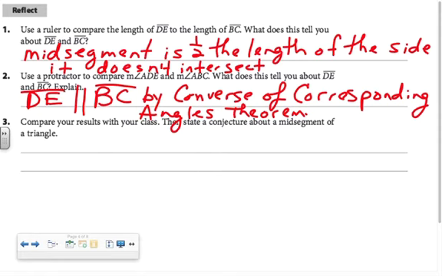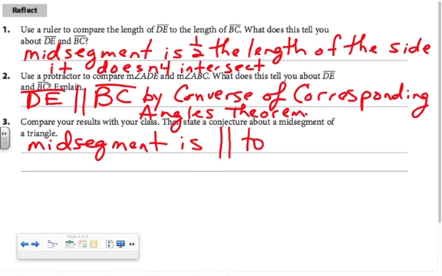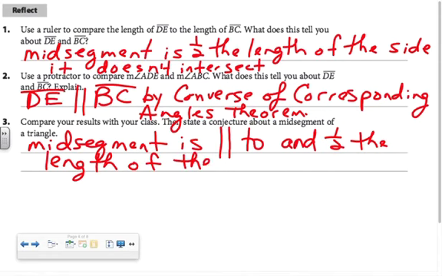So a midsegment is formed by connecting the midpoints of two sides. So the midsegment is parallel to and half the length of the third side. The side that it doesn't intersect.